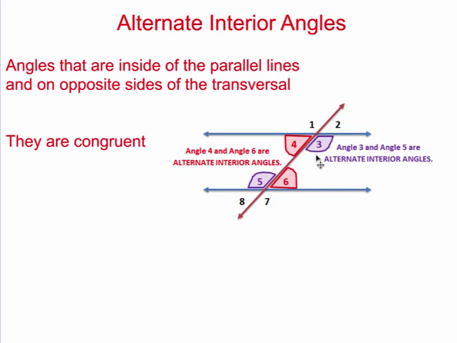So alternate interior angles have basically the exact same relationship as alternate exterior angles. They're just inside of our parallel lines.